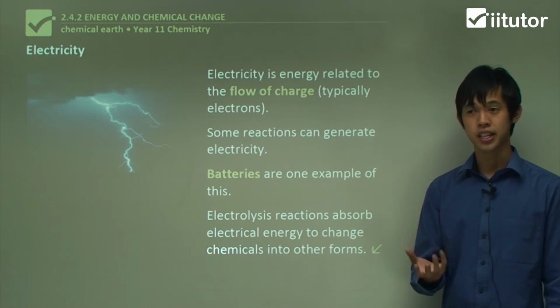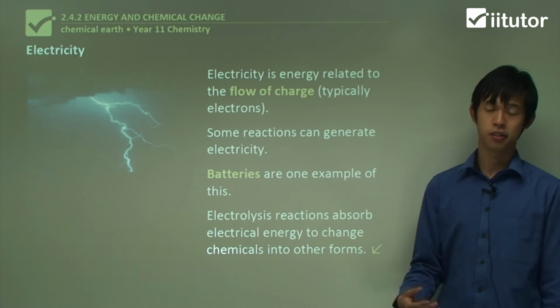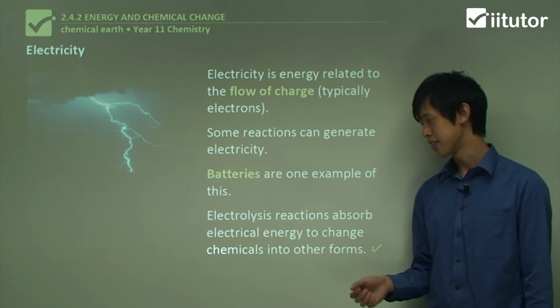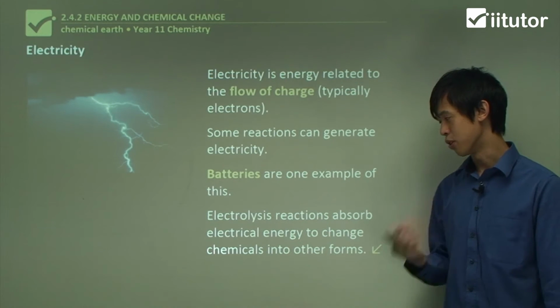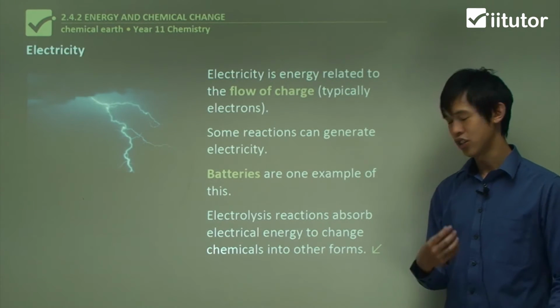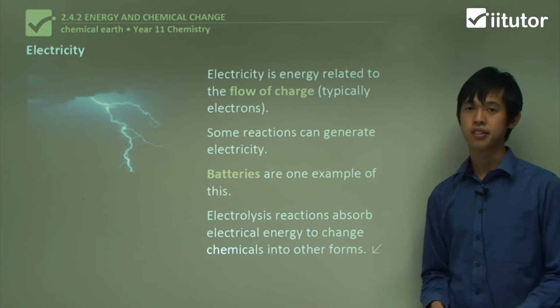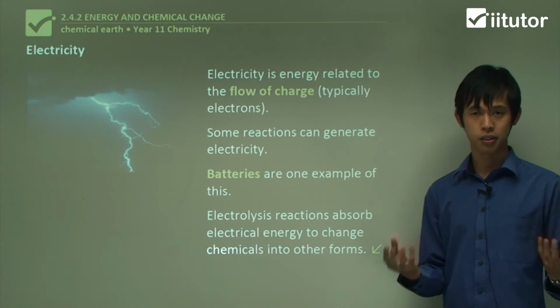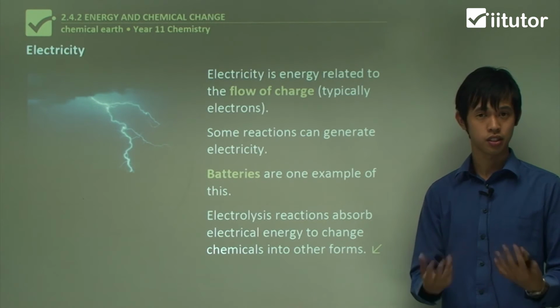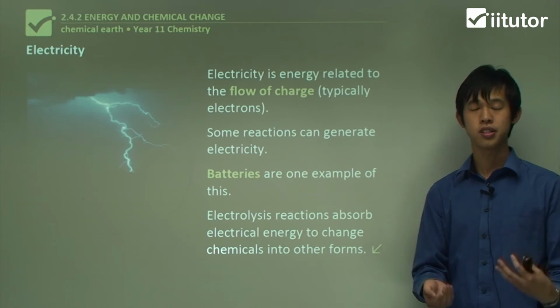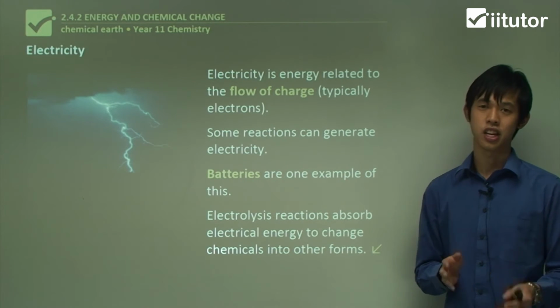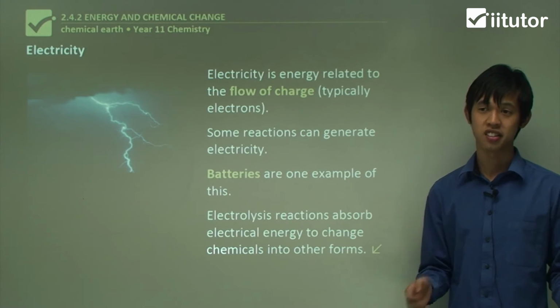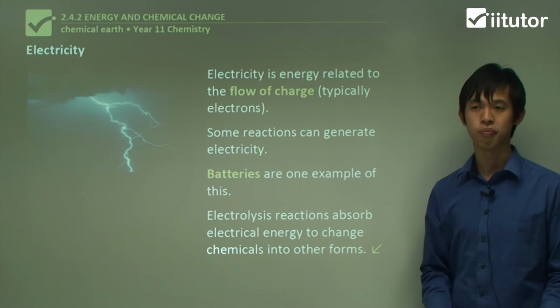Now, the opposite is if we were to use electricity to make a chemical reaction happen, and we call that electrolysis. So electrolysis reactions absorb chemical or electrical energy to change chemicals to other forms. The battery changed chemicals from one form to another to produce electricity, whereas electrolysis takes in electricity to change chemicals from one form to another. So they're just the reverse processes of the two.